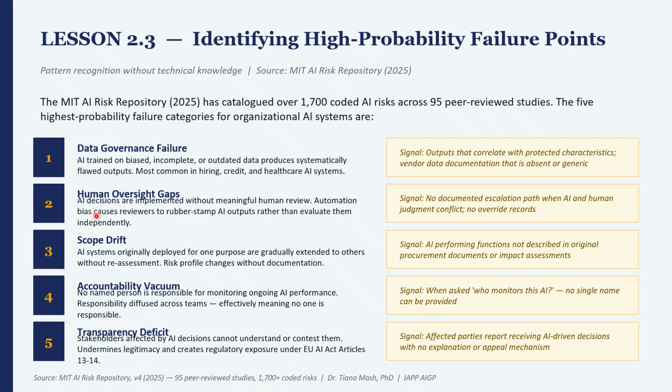If no one in your organization can tell you the last time a human overrode an AI decision and why, that is a signal. That means it's not being documented. That means it's not being followed. That means that you are in the process of failing an audit and, of course, facing the consequences of that audit. Failure category number 3, the scope drift.